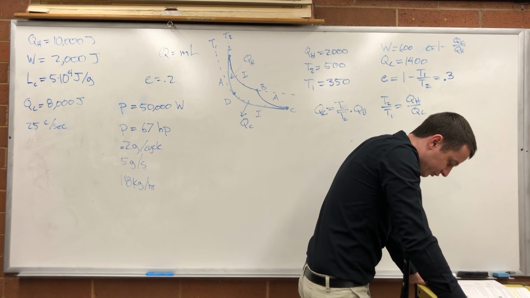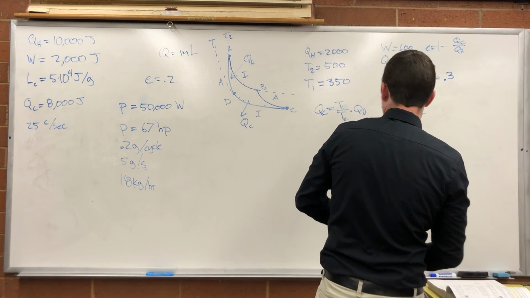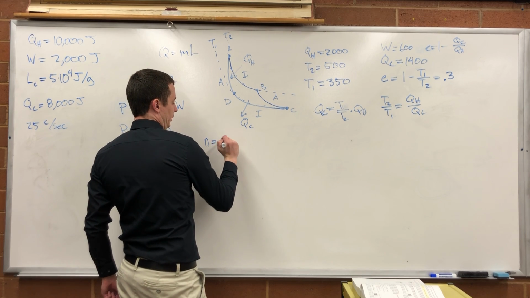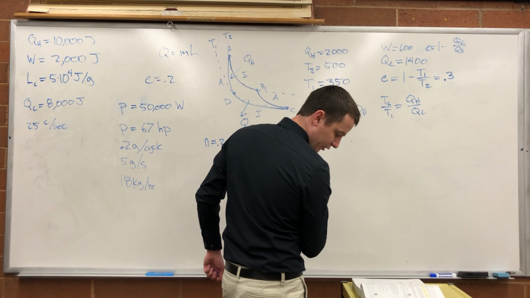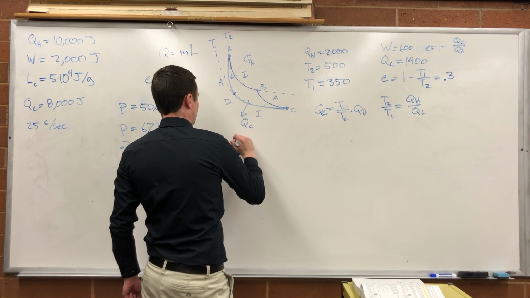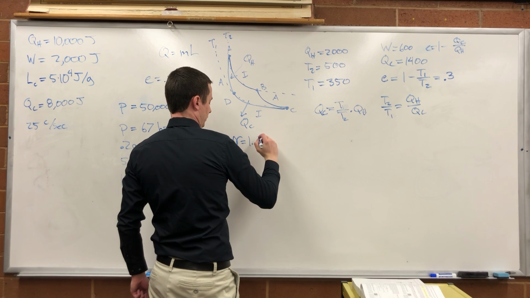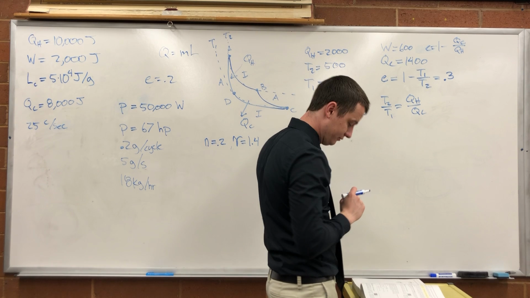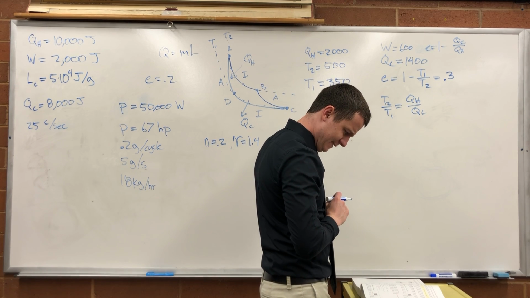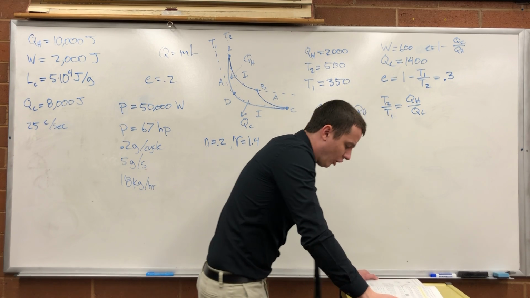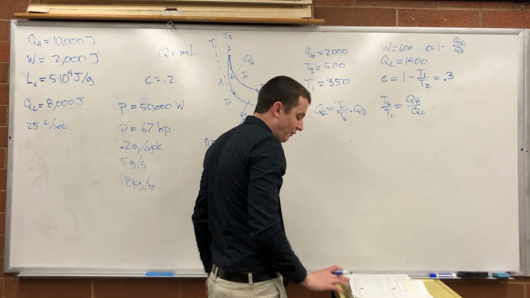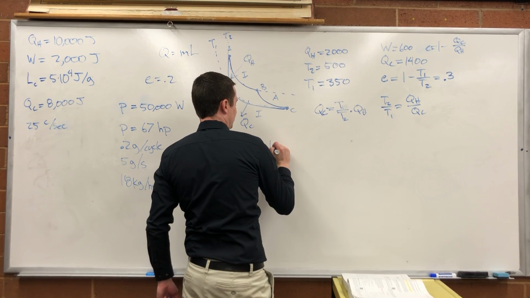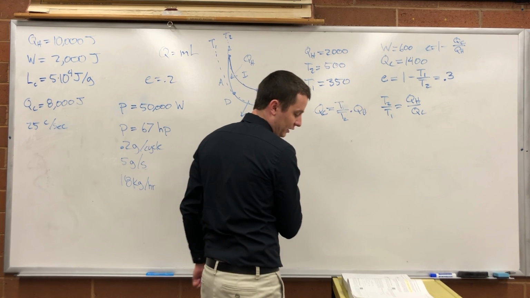Next one. Suppose 0.2 moles of an ideal gas with gamma 1.4. So we have n equal to 0.2, or did I say 0.02? No, 0.2. And I have gamma equal to 1.4. So it's a diatomic gas. Undergoes a Carnot cycle between 227 degrees Celsius. Let's see, is that going to be the high one or the low one? That's the high one. So T2 is 227 degrees Celsius.